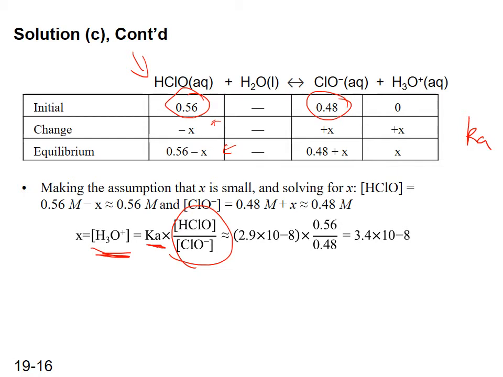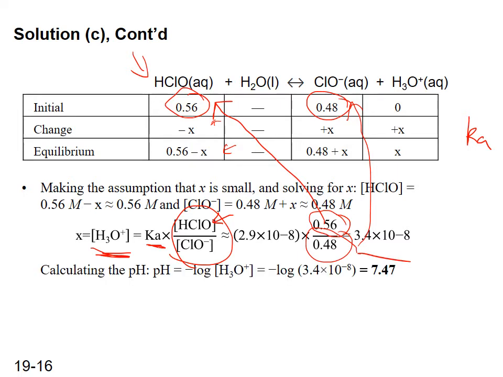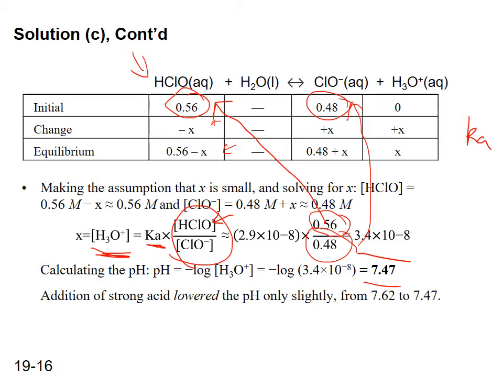Because X is very small, the acid concentration is just the initial acid concentration, which is 0.56. Because X is so small, it can be omitted. Same for the base, 0.48 is here, and that gives you 3.4 times 10 to the minus 8. We calculate the pH, 7.47. Again, we show that addition of a strong acid lowers the pH only slightly, from 7.62 to 7.47.